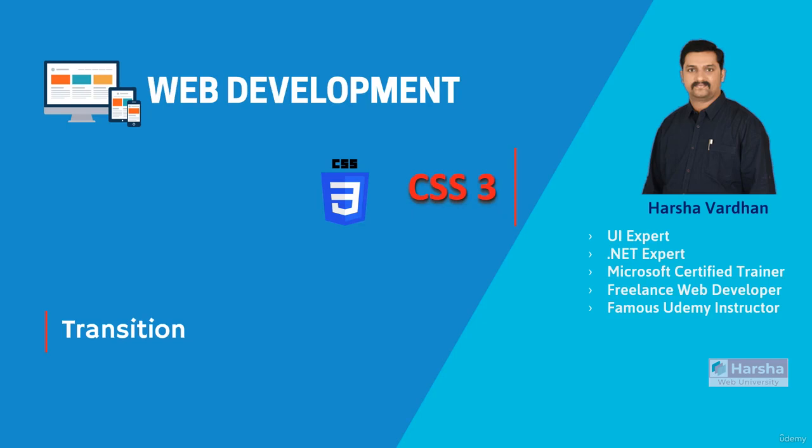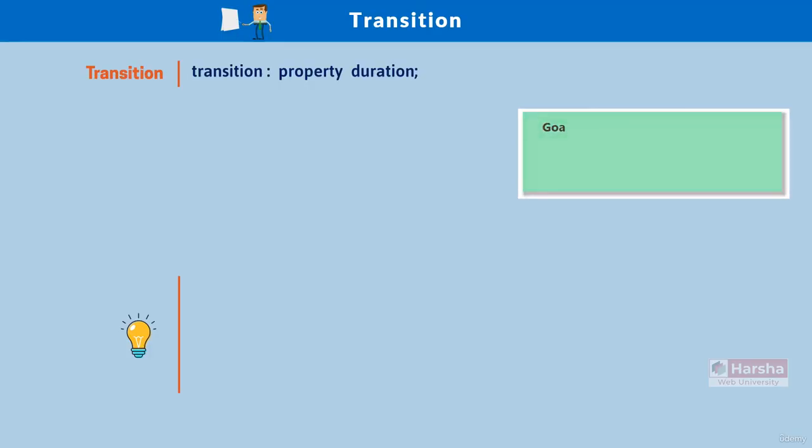The transition property in CSS3 can be used to change the property value gradually instead of immediate change. For example, on hover of the element, you are going to change the background color of the element from red to green. So the change from red to green happens all of a sudden, that means immediately. That is when the user places the mouse pointer on the element.